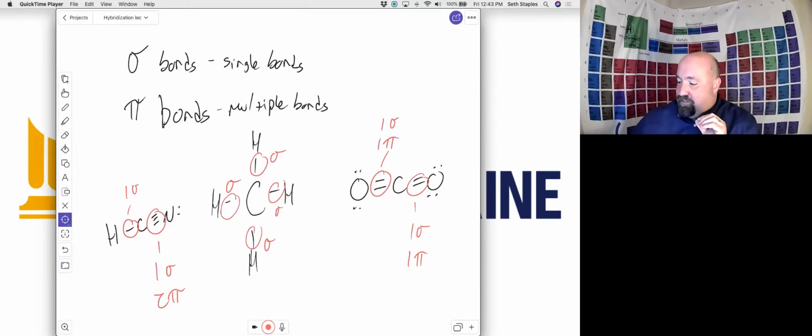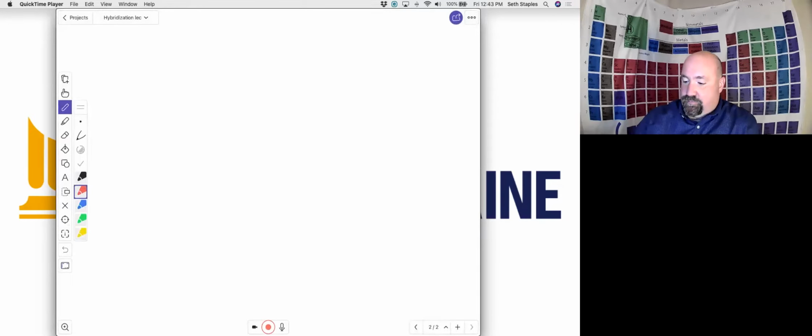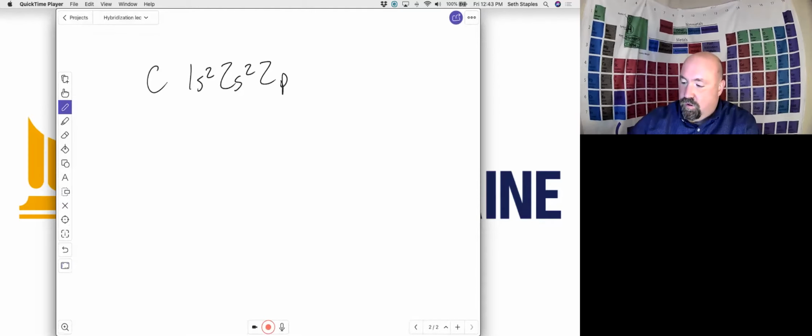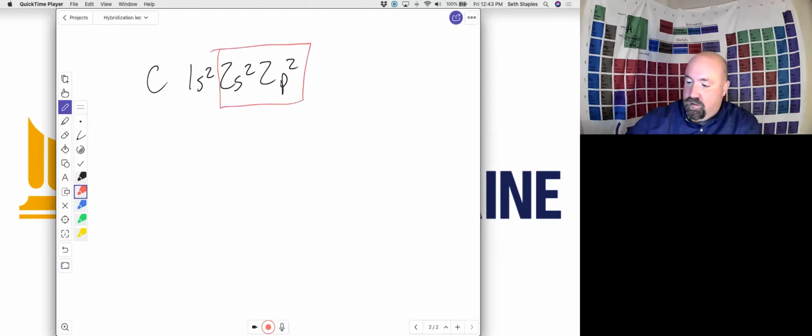And so if we look at something like a regular old carbon atom, the electron configuration is 1s2, 2s2, 2p2. Remember that it's our valence electrons only which are actually involved in bonding. So our 2s2 and our 2p2 electrons are the ones involved in bonding here.